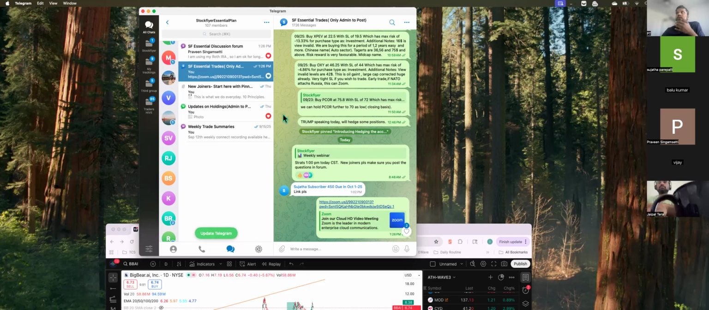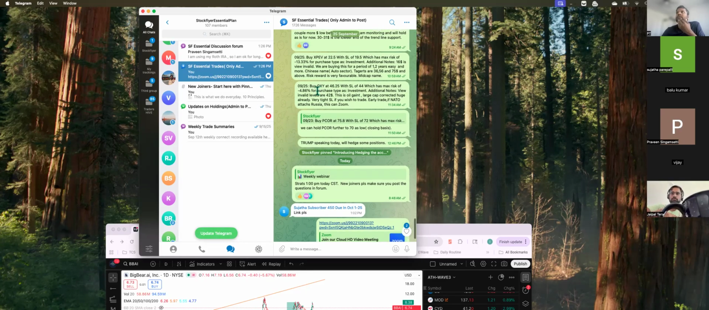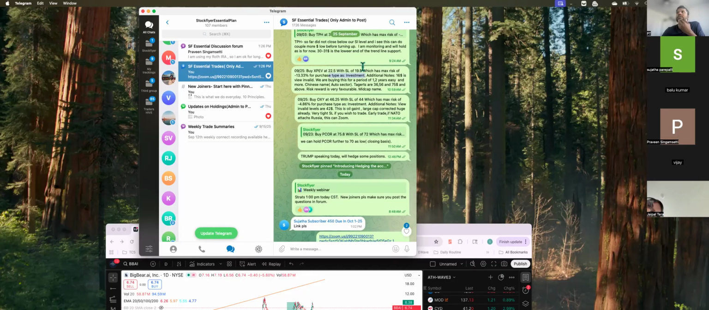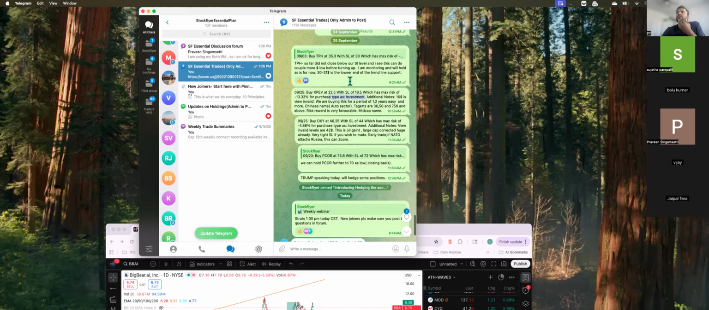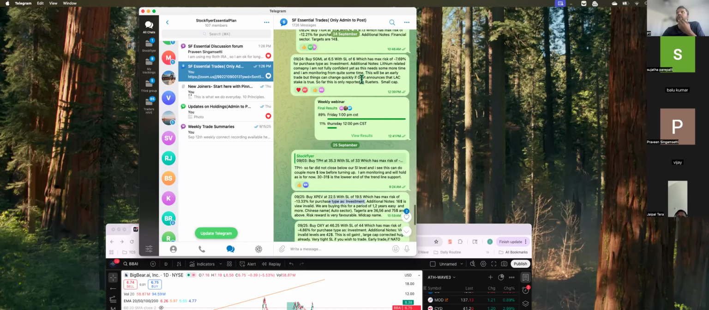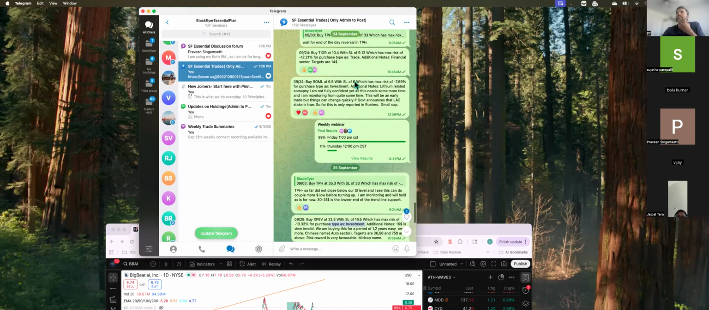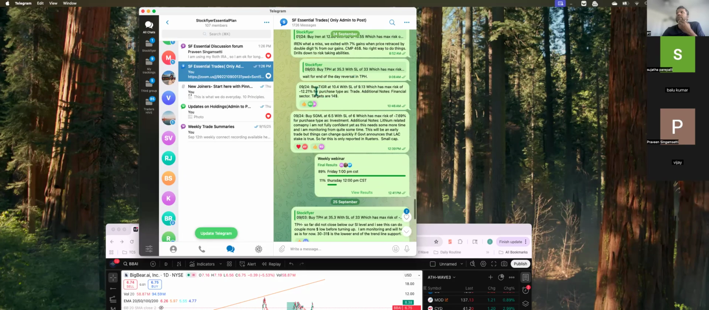I typically post both. I mention based on the purchase type: this is an investment, this is an investment, and if you see something like a trade, you call it a trade. If I don't mention anything, you can just check with me as well. For example, Tigger, we took it as a purchase type of trade.